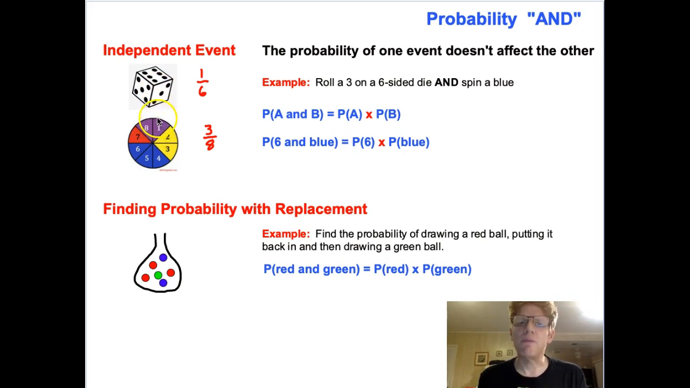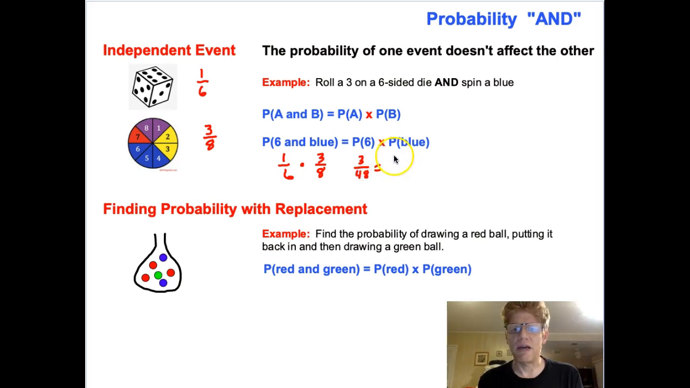And to find the probability of independent events, we don't add, we multiply. So if we wanted to find the probability of getting a 6 and a blue, we would find that 1 out of 6 is the probability of getting a 6. And the probability of getting blue was 3/8, and we would multiply those together, and that would give us 3/48.